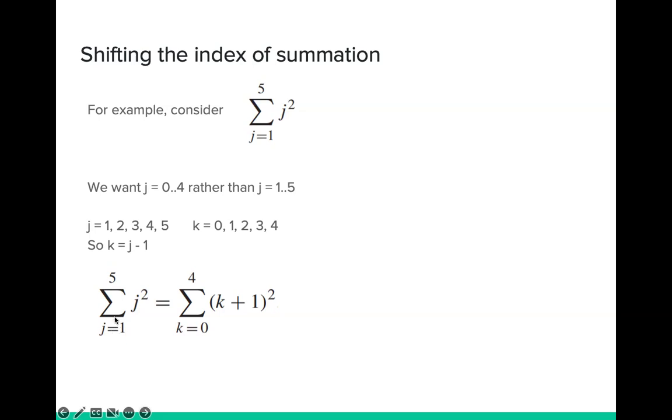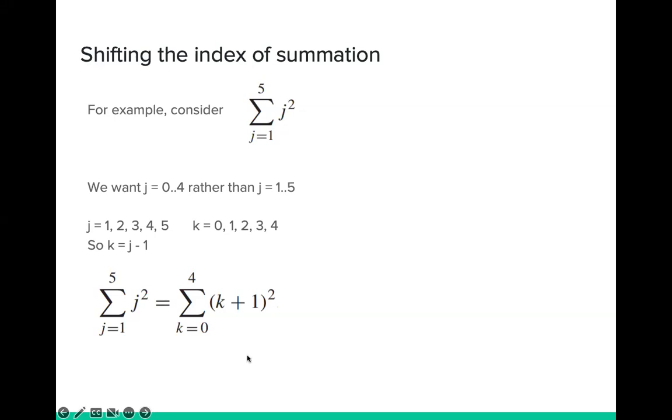So we have the sum of j equals 1 to 5, j squared. That will be equal to the summation of k equals 0 to 4 of k plus 1 quantity squared. All right. So what we did here is to simply use an algebraic concept, wherein since k is equal to j minus 1, transposing 1 to the other side, j will be equal to k plus 1.